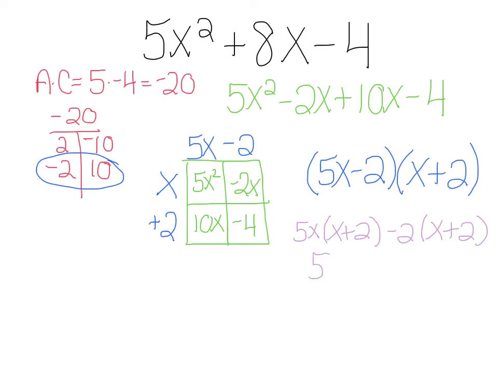5x times x is 5x squared. 5x times 2 is 10x. Negative 2 times x is negative 2x. And negative 2 times 2 is negative 4. So we have 5x squared. 10x minus 2x is 8x. And we have minus 4, which works.